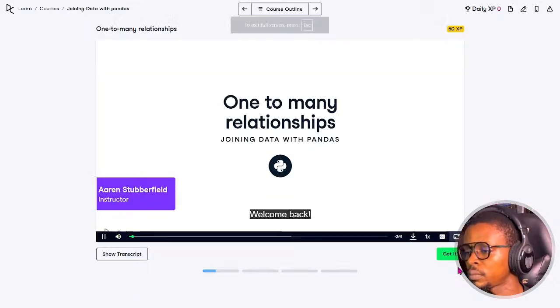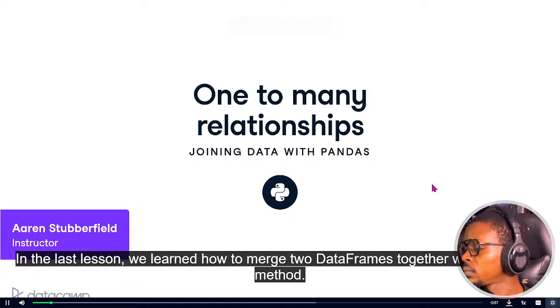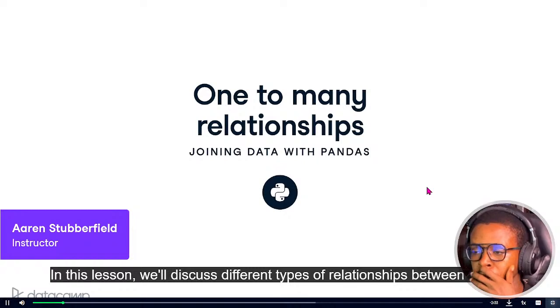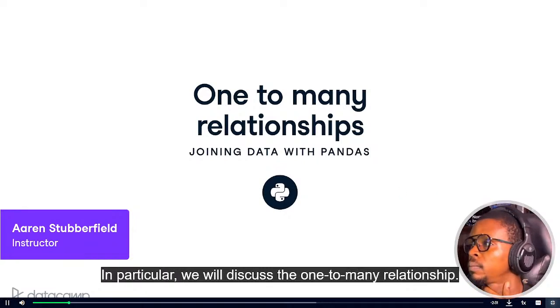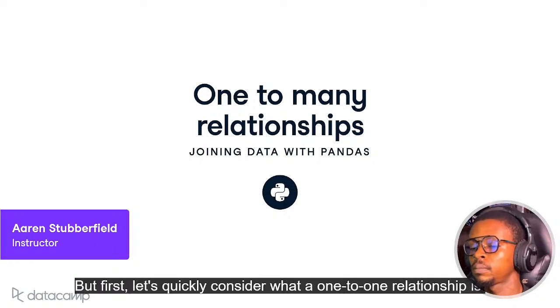Welcome back. In the last lesson, we learned how to merge two data frames together with the merge method. In this lesson, we'll discuss different types of relationships between tables. In particular, we will discuss the one-to-many relationship. But first, let's quickly consider what a one-to-one relationship is.